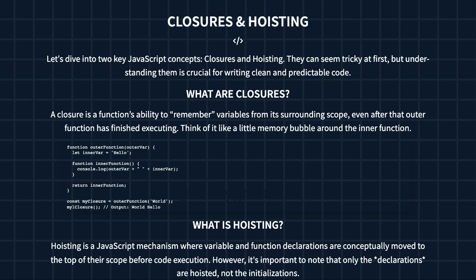Then we have hoisting. Basically, JavaScript moves variable and function declarations to the top of their scope before executing your code. But here's the catch, only the declaration itself gets hoisted, not the value assigned to it. So if you try to use a variable before declaring it, you'll get undefined. Function declarations however, are fully hoisted and ready to go.